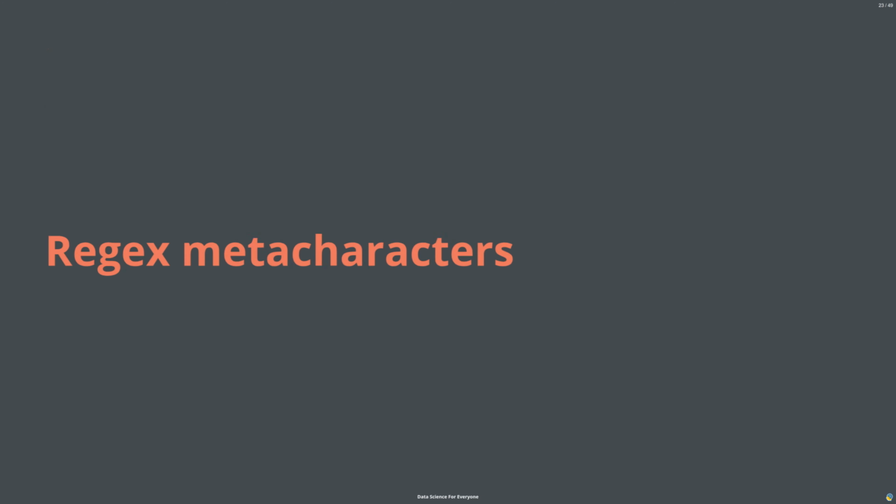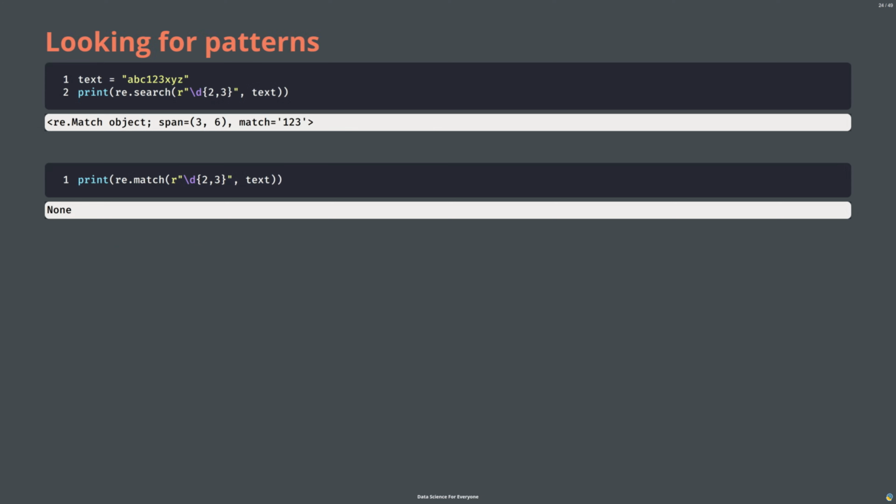Now let's go over some more meta characters that are especially handy when working with regular expressions. We'll start by exploring two useful methods in the re module, search and match. Both help us find patterns in text using regular expressions. For example, suppose we want to find a sequence of digits in a string. If we try both search and match with the same pattern, they behave a bit differently.